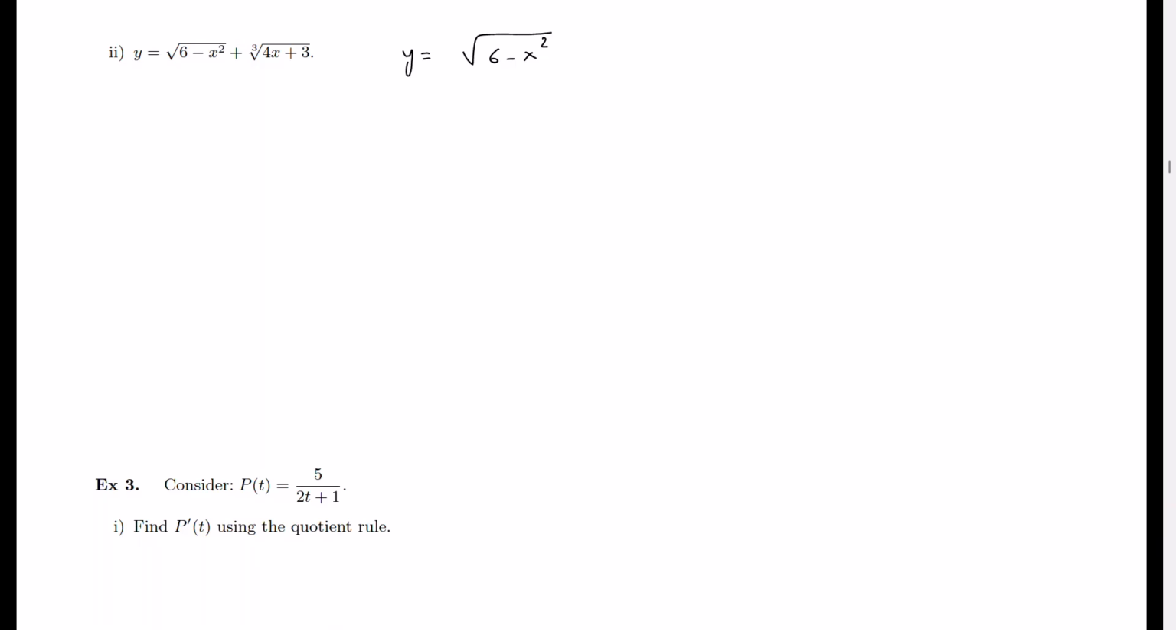Even if the problem doesn't look like it, you can sometimes rewrite it to be a base raised to a power, and that's what we're dealing with in part 2. In this case, we have the square root of 6 minus x squared and the cube root of 4x plus 3. Both of these look like radicals. So before I begin the problem, I'm going to rewrite it as 6 minus x squared with power 1/2.